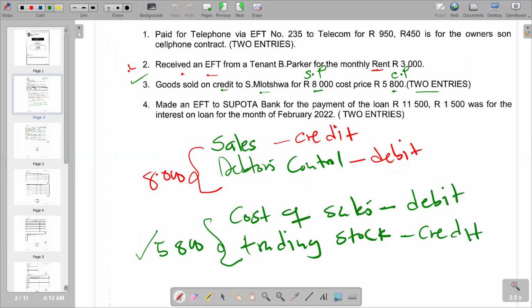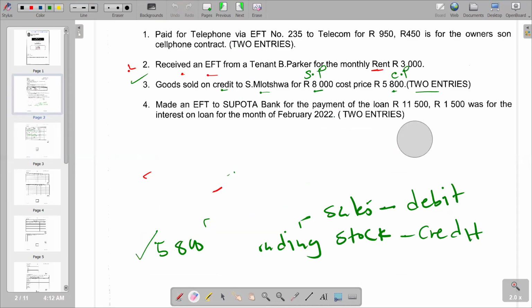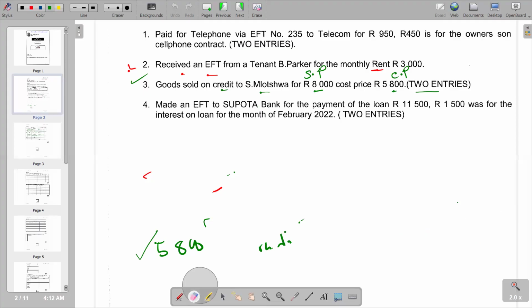And now we can go to the last part where we have transaction 4. On transaction 4, it reads the loan 11,500 rands, and then 1,500 rands was for the interest on the loan for the month of February 2022. Two entries again. So we have the two double entries that we have to come up with.